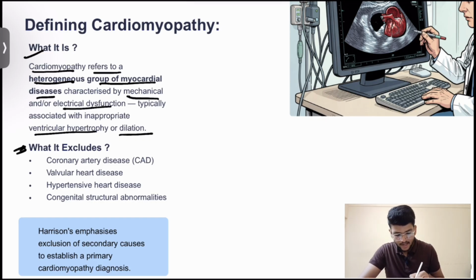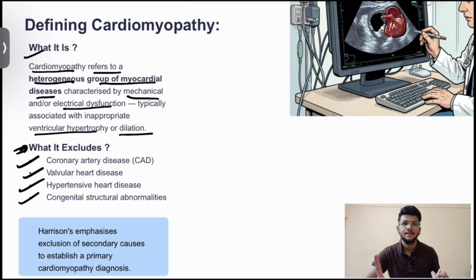What does it exclude? It excludes coronary artery disease, valvular heart disease, hypertensive heart disease, and congenital structural abnormalities. Harrison's Principles of Medicine emphasizes the exclusion of secondary causes to establish a primary cardiomyopathy diagnosis.